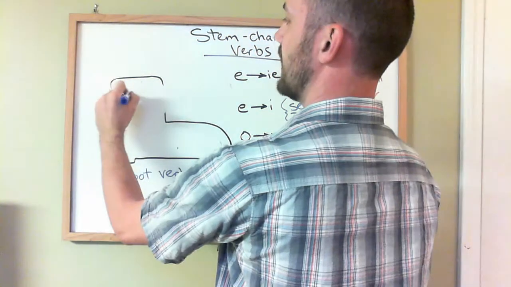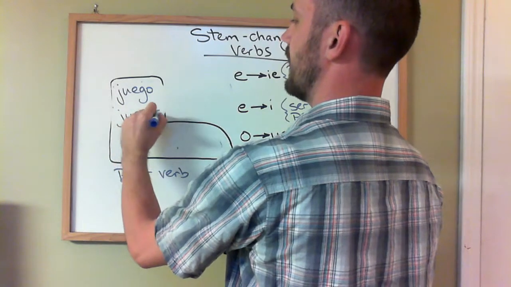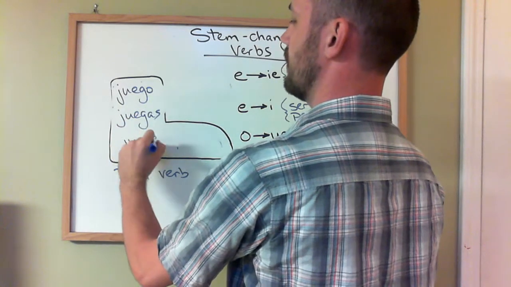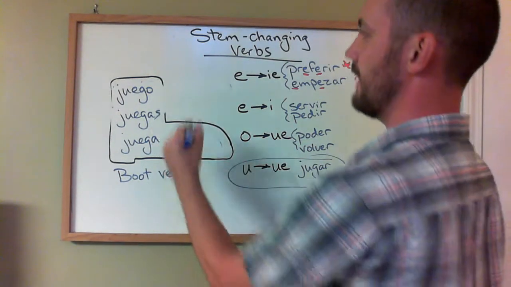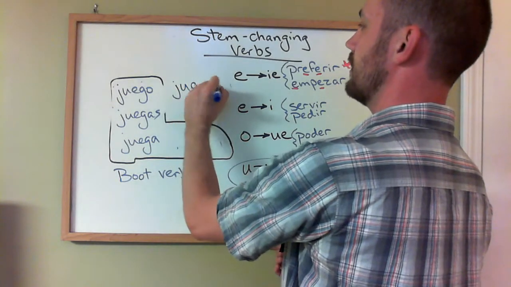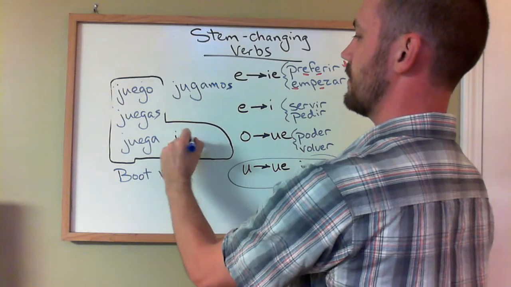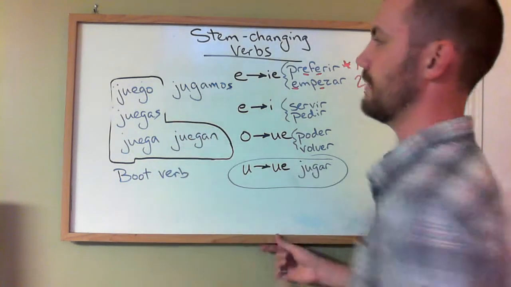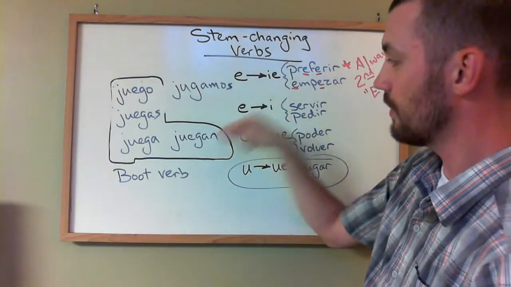So when we conjugate it, it's juego, juegas, juega. Juego, juegas, juega, jugamos. And at the end, ellos form juegan. Say it with me. Juego, juegas, juega, jugamos, juegan.